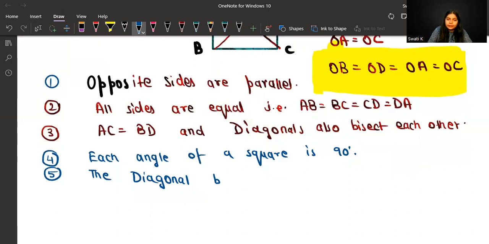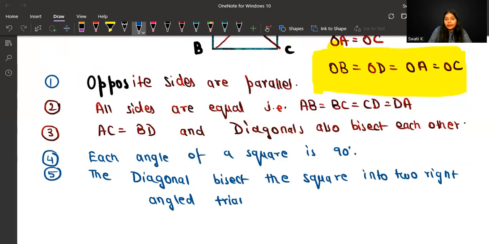bisects the square into two right angle triangles. Now, why right angle triangles?